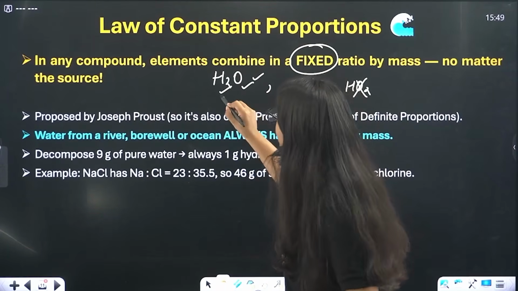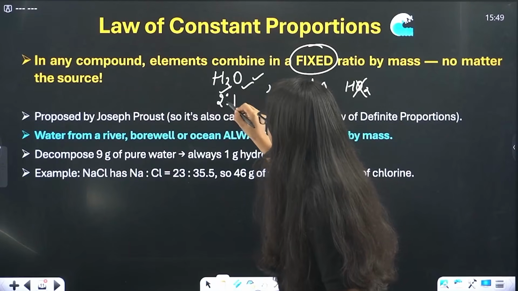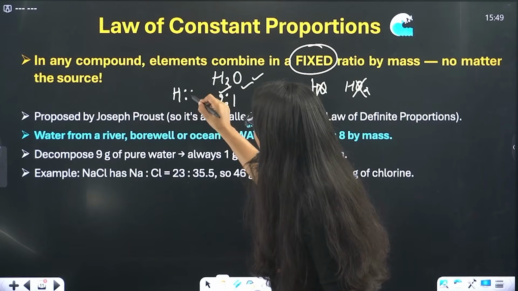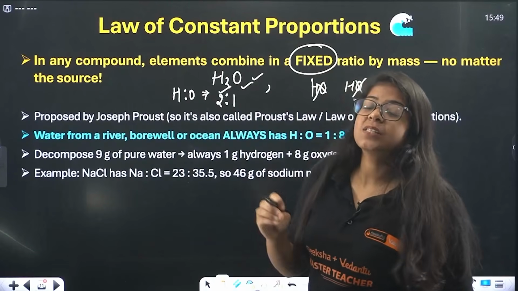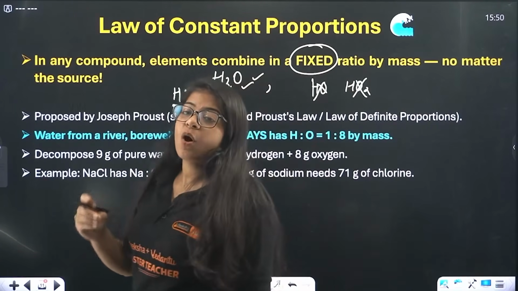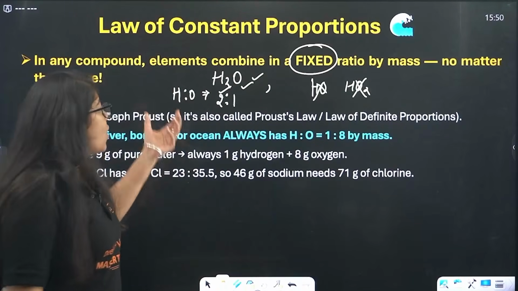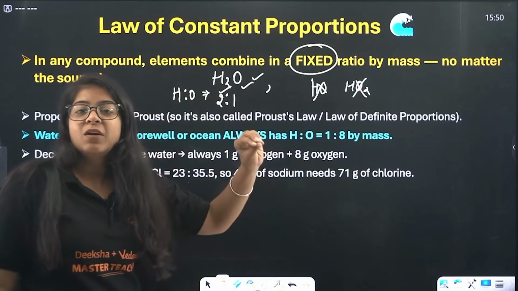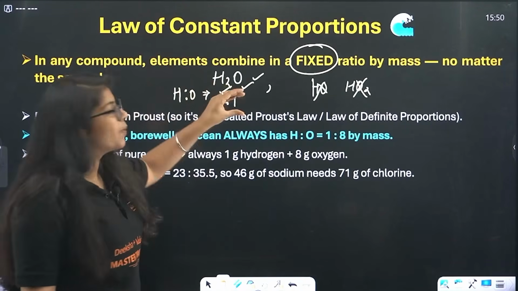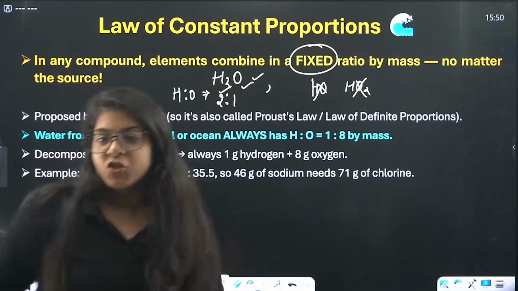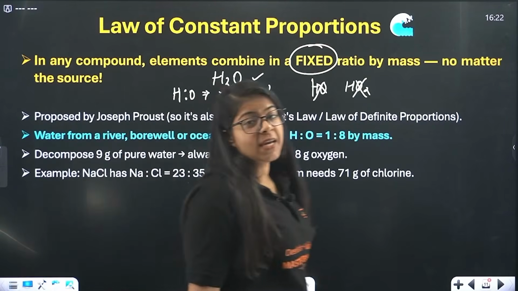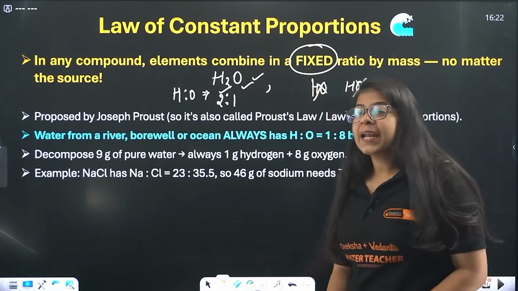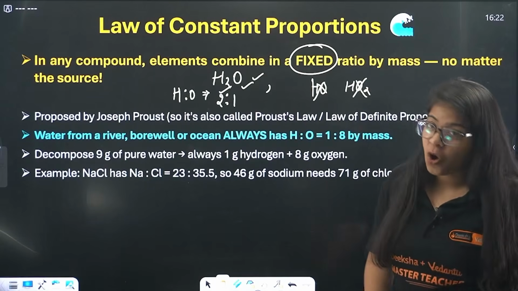What is this ratio? 2:1. Can I write that the hydrogen to oxygen ratio is simply 2:1? Right? So that is what they mean by the law of constant proportions. Anywhere, from any source you get water, the ratio will always be 2:1. This law was given by Joseph Proust, and it is also known as Proust's law.